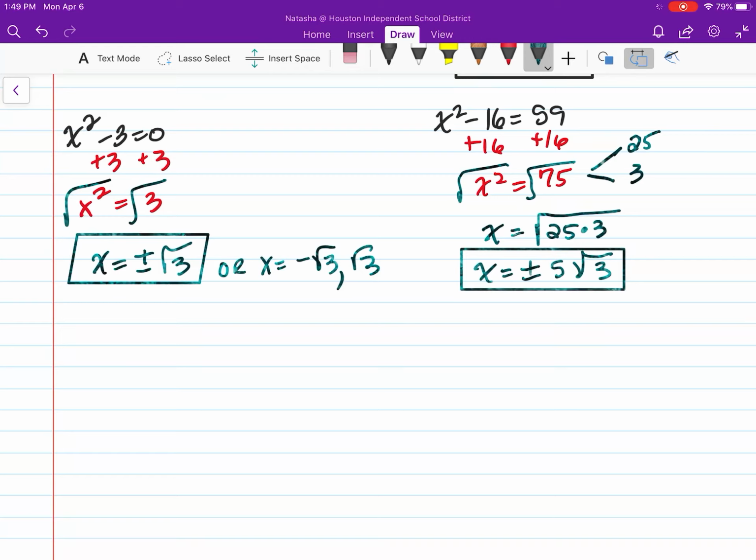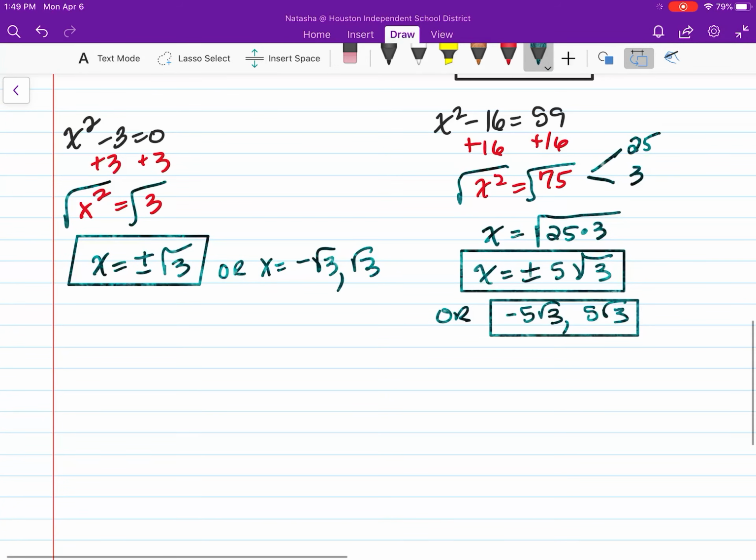Okay, so we can write it this way. That is our final answer. We can't go any smaller than 3. Or, again, you can write it as negative 5 square root of 3, comma, 5 square root of 3. Must have the positive and the negative. Okay?